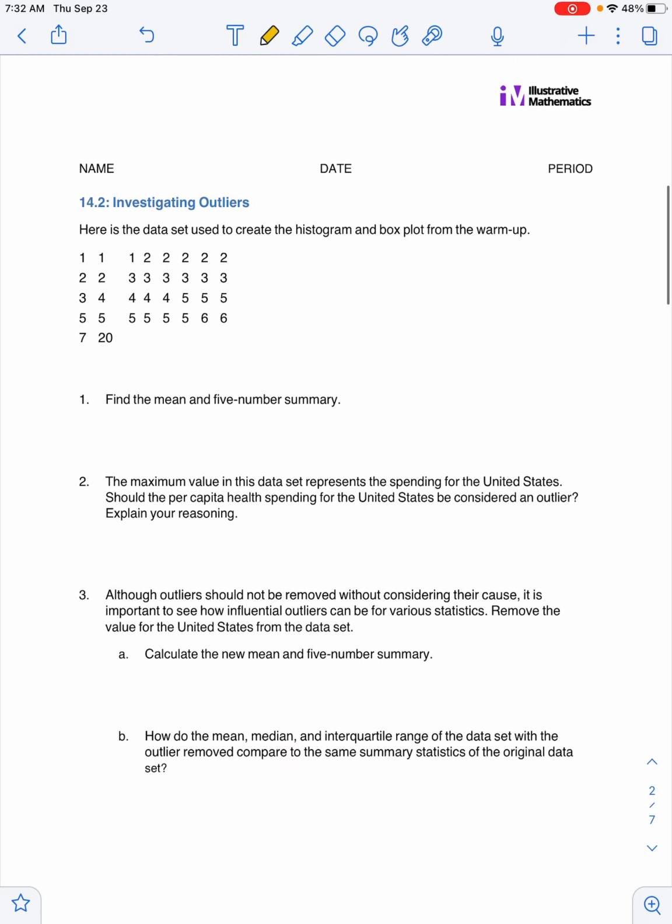So, here's the data set that we used to create the histogram and the box plot from the warm-up. I simplified the data set by turning it into whole numbers instead of having y'all look at decimals. Your first thing to do is to find the mean and the 5-number summary. Go ahead and pause this video to find the mean and the 5-number summary now.